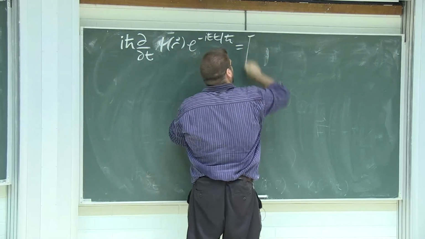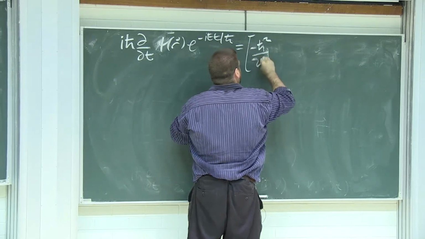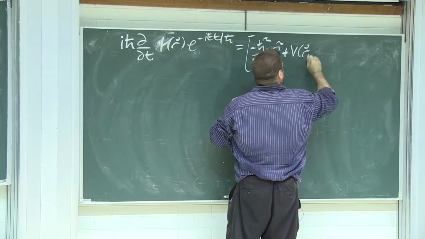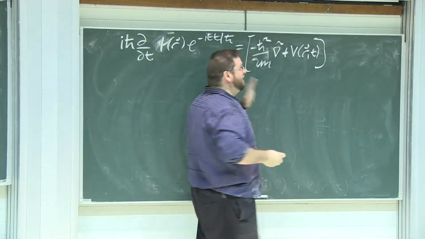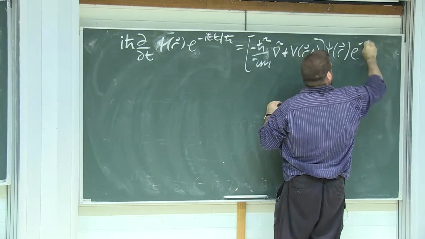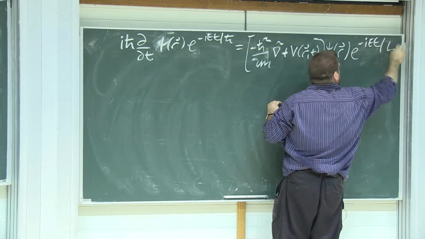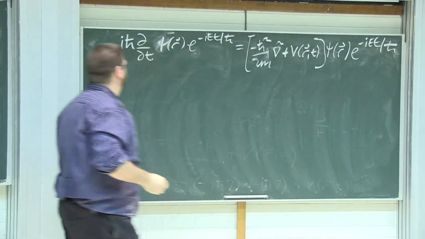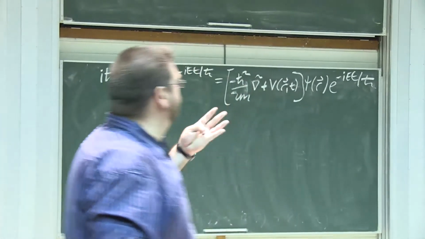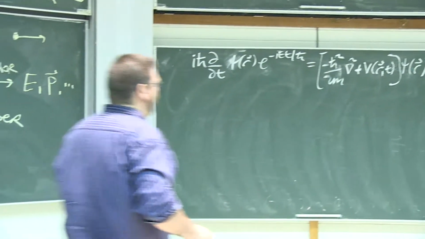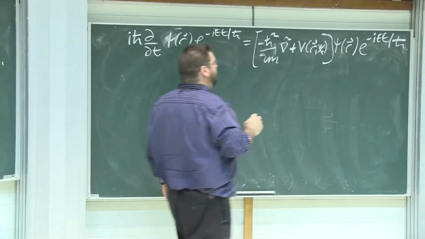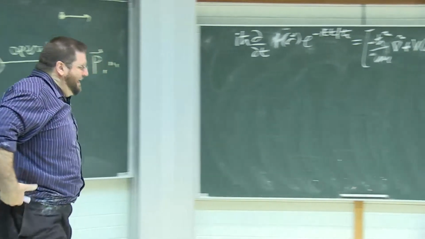minus h bar squared on 2m, etc., our potential V, and that acts on the wave function, which we're writing in our special form, spatial wave function times harmonic time development. Now, before I continue, I want to make an approximation. I want to describe a time-independent scenario. I don't want to let my potential depend on time. I want a time-independent potential.